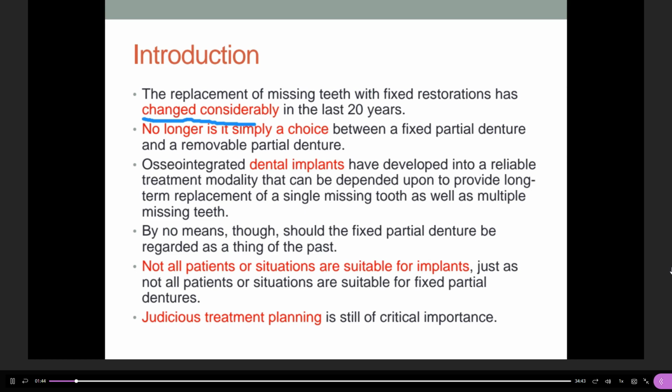Now the implant has been widely accepted as a feasible prosthetic option for the patient with missing teeth. But you should also know that though it is a widely accepted treatment option, some patients may not be suitable for having implants and they will still need conventional fixed prosthesis. So we should know proper treatment planning to get an ideal prosthetic situation for that patient. So let's look at that.